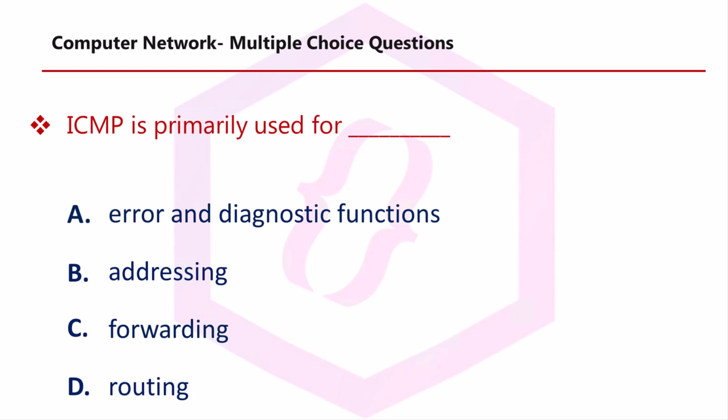ICMP is primarily used for option A, error and diagnostic functions. Option B, addressing. Option C, forwarding. Option D, routing. And the correct answer is option A, error and diagnostic functions.